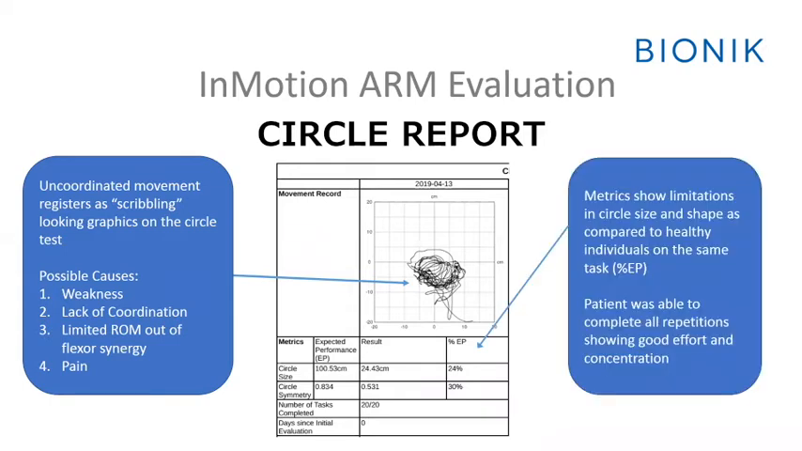The metrics show limitations in circle size and shape as compared to healthy individuals on the same task, which is reflected here in what we call the percent of expected performance, or percent EP. In this case, the patient was able to complete all repetitions of the test, showing good effort and concentration, which can also be monitored over the course of treatment.